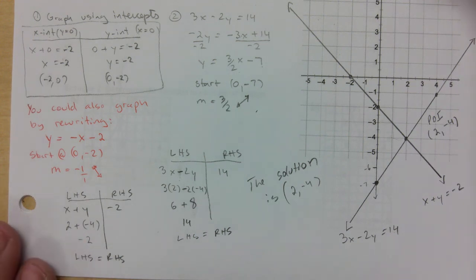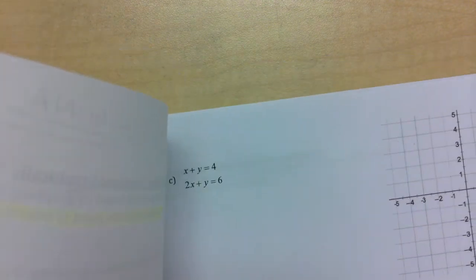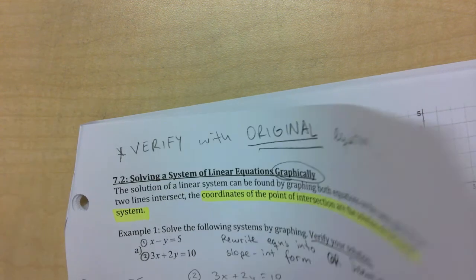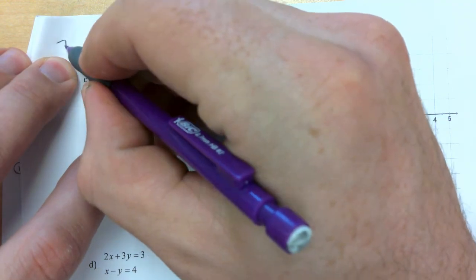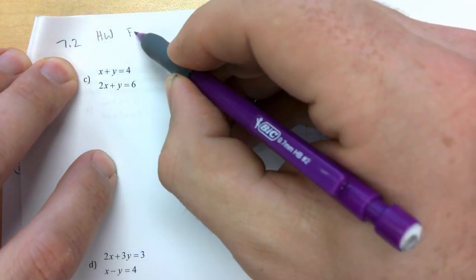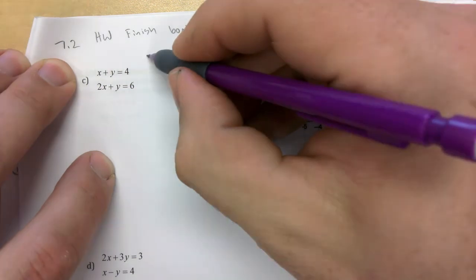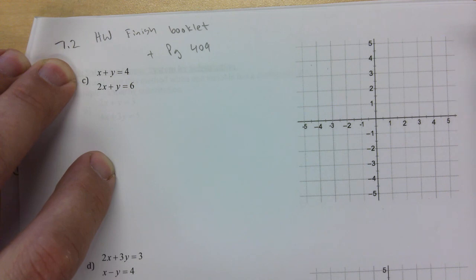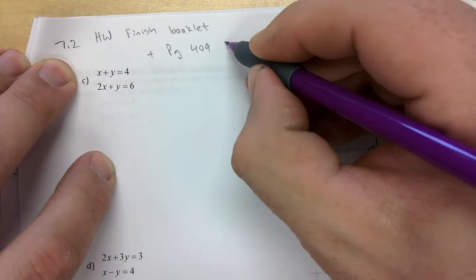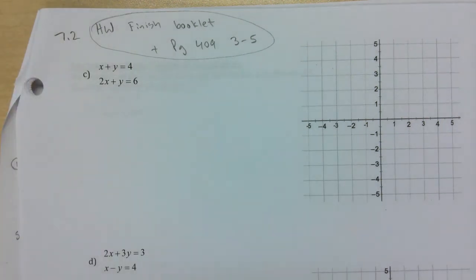So let me just check here. I think what I'm going to ask you to do is complete this page here. So homework for 7.2, you do finish booklet. Right, you finish the booklet plus page 409, 3 to 5. Okay, let me just understand.